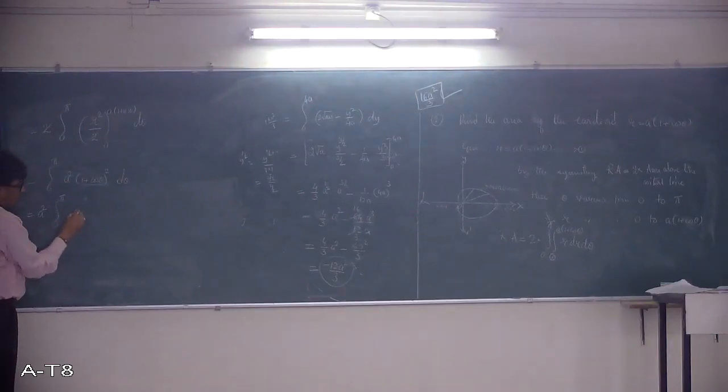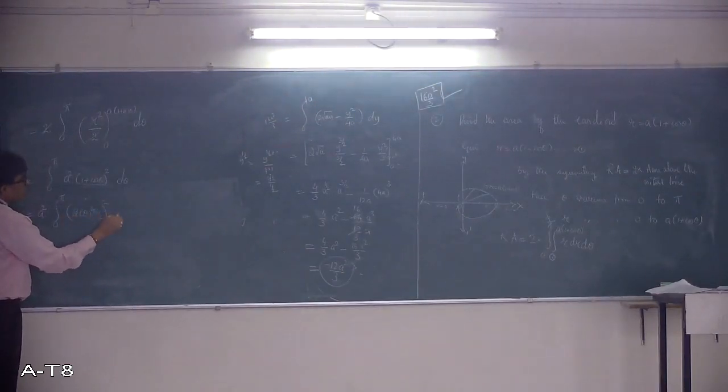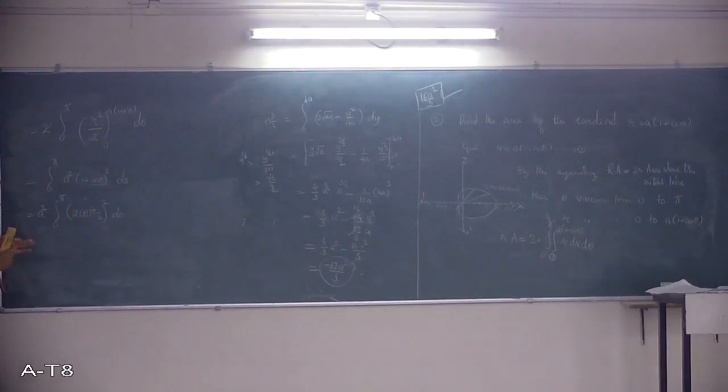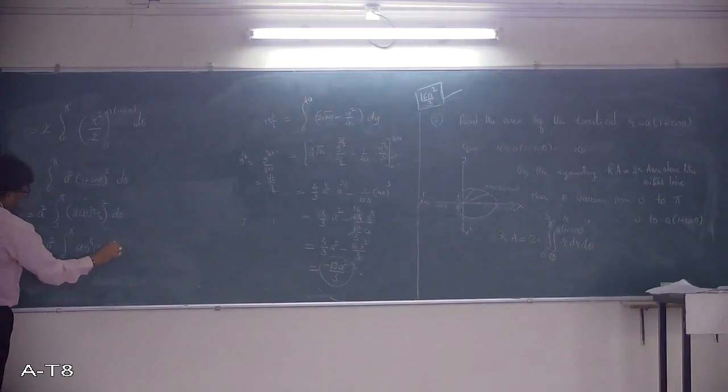1 plus cos theta goes to 2 cos square theta by 2, whole square, d theta. Not yet integrated, I have just used one formula: 1 plus cos theta is 2 cos square theta divided by 2. So this is equal to 2 square, which is 4a square, integral from 0 to pi of cos raised to 4 theta divided by 2, d theta.